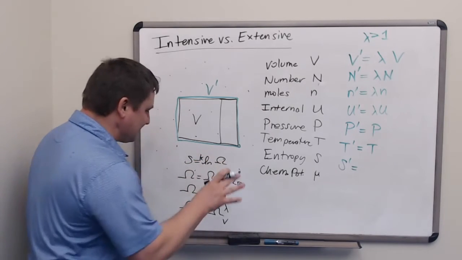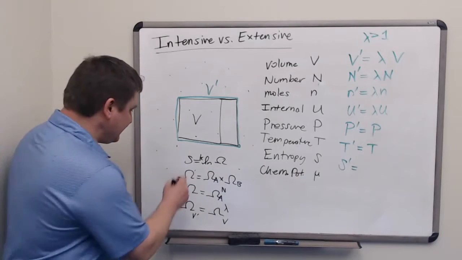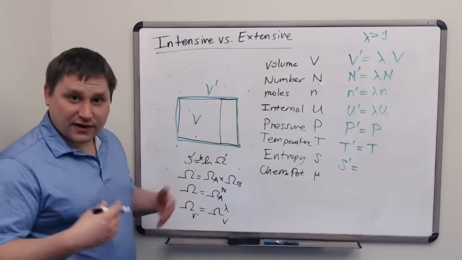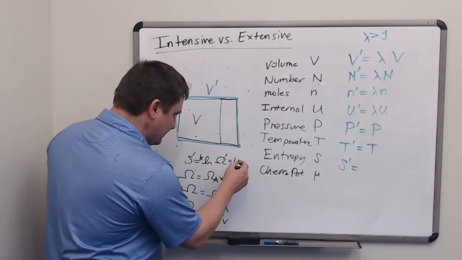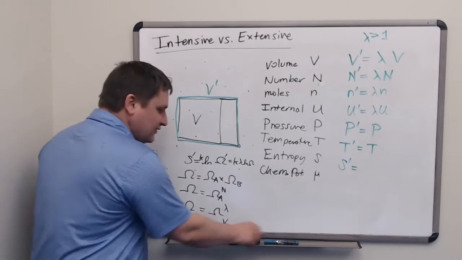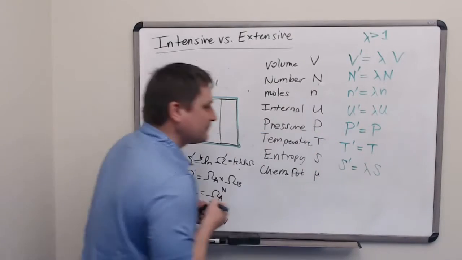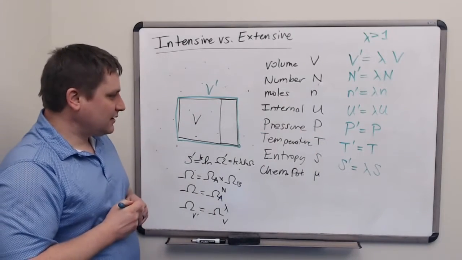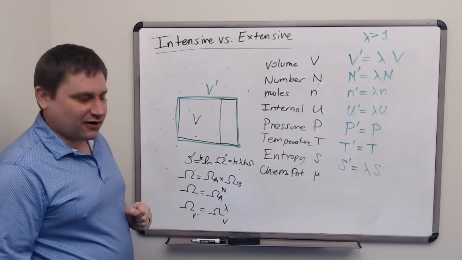Times some constant, right? Whatever. So if we take the logarithm of the multiplicity for the increased size, then this power will come down to the front. That's one of the rules of logs. So entropy also scales up. It grows just like energy and number of particles.